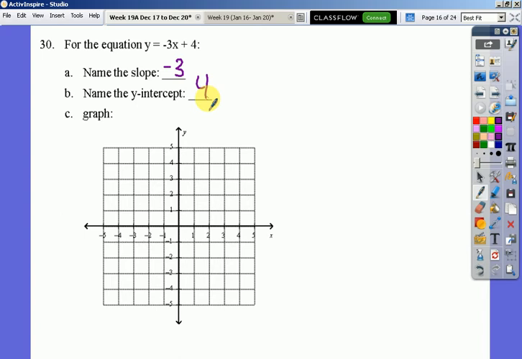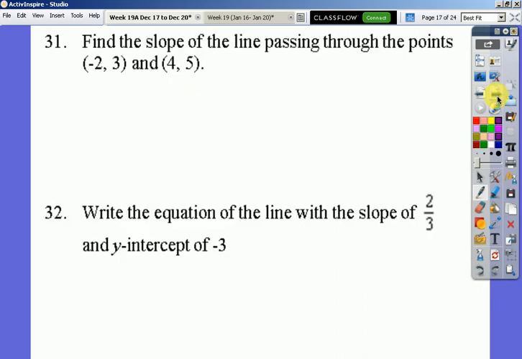Where do I start? You start at 4. Okay, and then where do I go from there? Well, it's negative 3, so you go down 3, and then you go over to the right 1. Yep, and you just keep moving. That makes sense, right? Because our slope is going downhill, so it's negative. Questions? All right, move on.